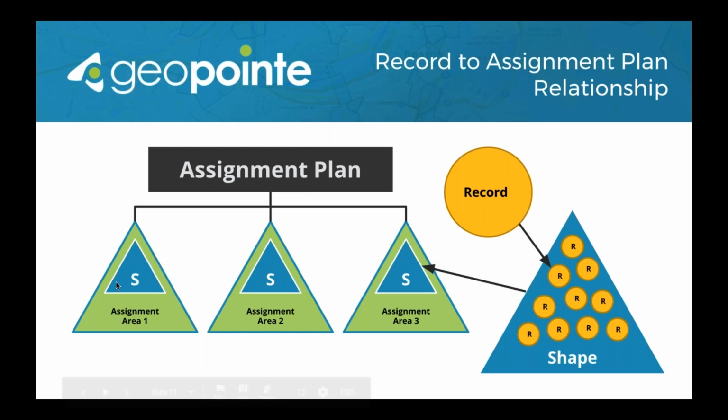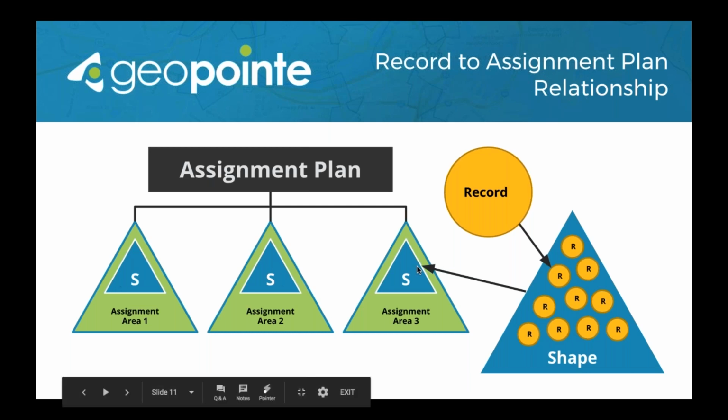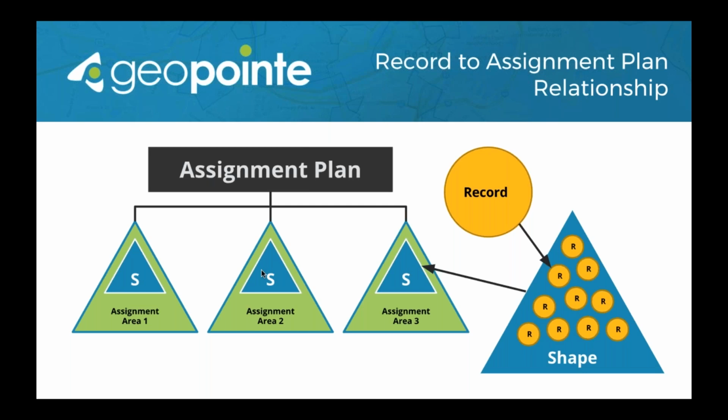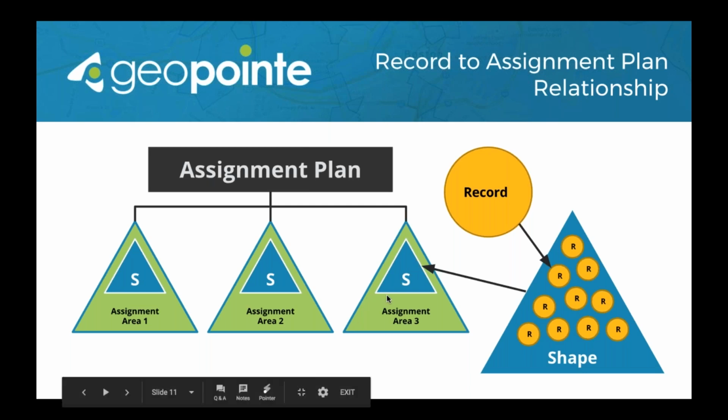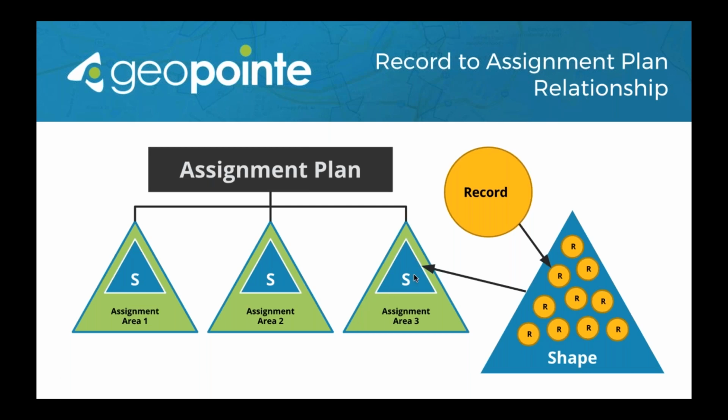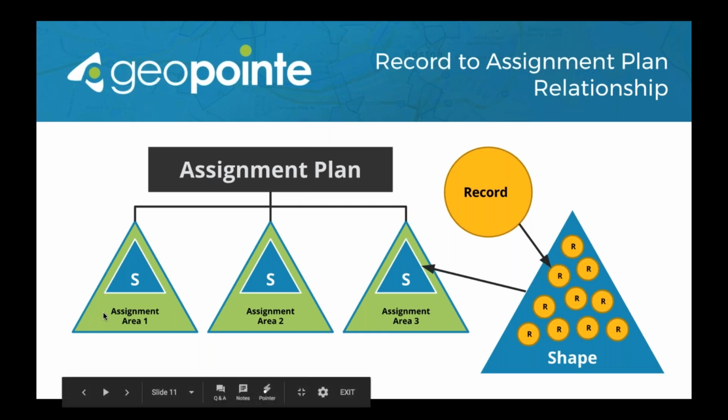So you see here, we've got assignment area 1, assignment area 2, assignment area 3. Each one of these has their own individual shapes attached to them, and each assignment area will only ever have one shape. And then these assignment areas, once defined and filled in with a shape, become part of the assignment plan as a whole. So the assignment plan itself would be your sales territories, and then each one of the assignment areas become the actual territories themselves, west, east, south, whatever. And then each of those records get assigned east, west, south, depending on which area they fall in.